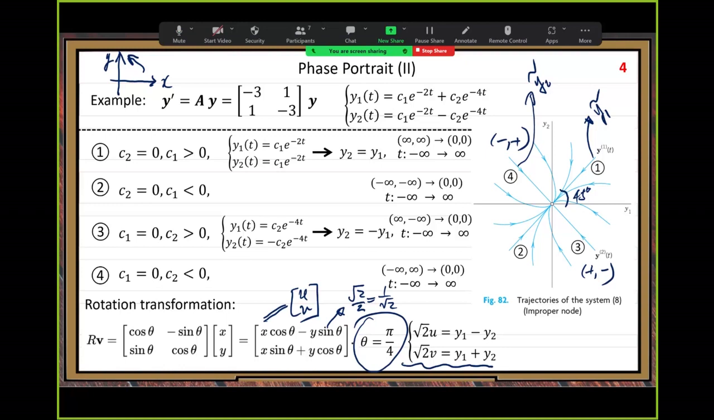So y1 plus y2 equals root 2 times v. That's from here: y1 plus y2, with sine and cosine 1 over root 2 multiplied to the v side. So root 2 times v equals y1 plus y2. Similarly, root 2 times u gives y1 minus y2. That's the rotation formula. Question?